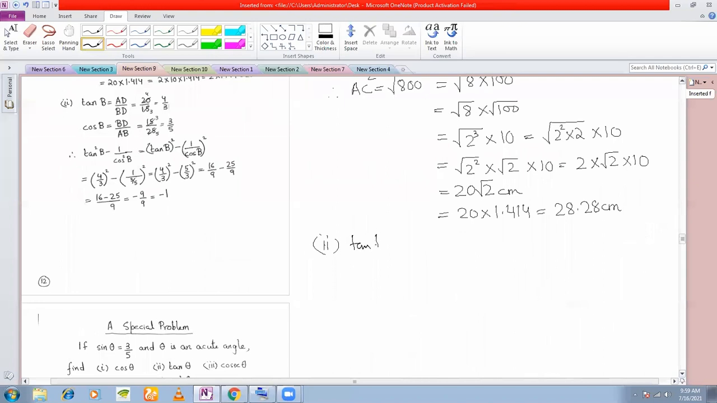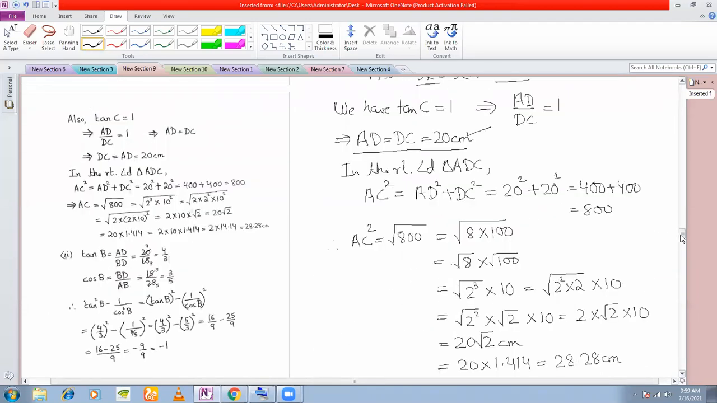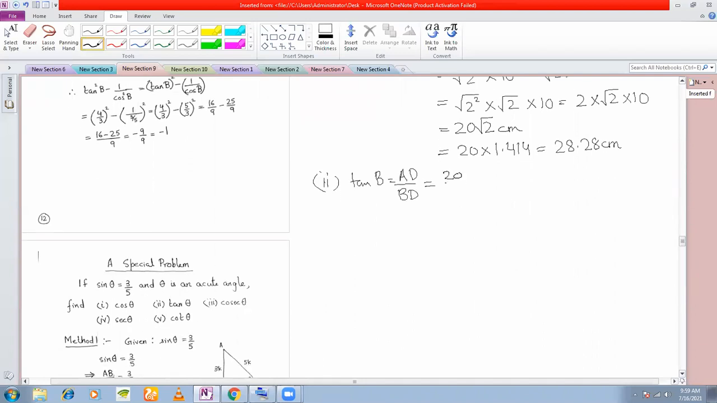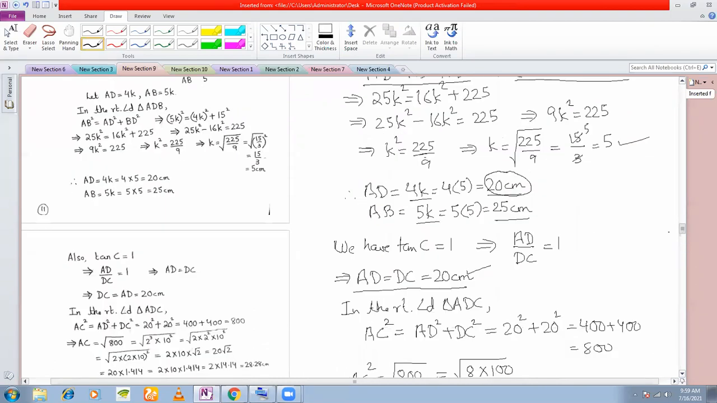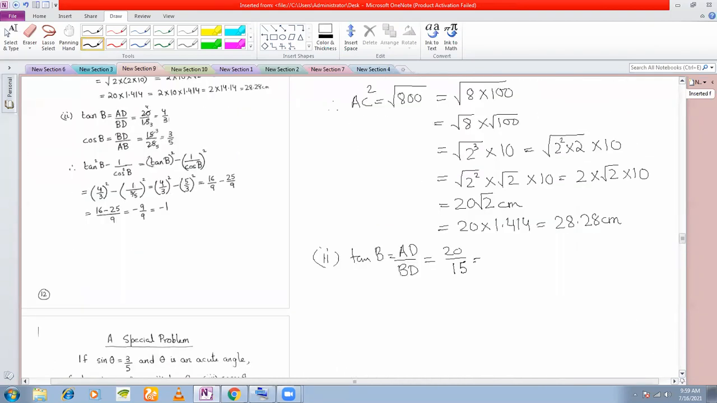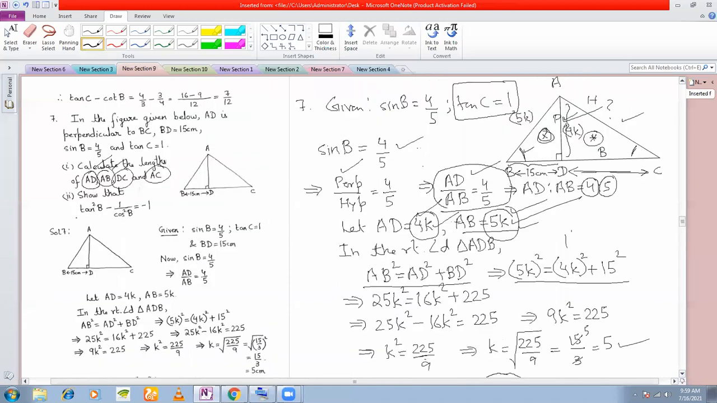Tan B is AD by BD. How much is AD we have calculated above? AD we have calculated above to be 20 centimeter. And BD, the length was already given to you. BD length was given to be 15. So this is 20 by 15. So 4 by 3. So tan B we have got. Next, what do we need to calculate? So here, see here, we have tan square B minus 1 by cos square B.